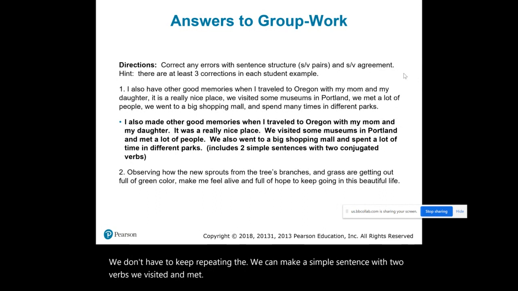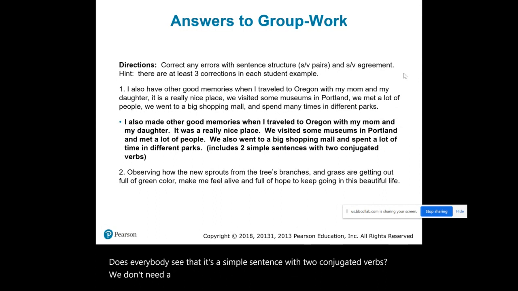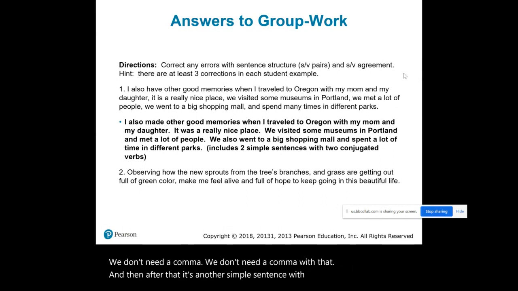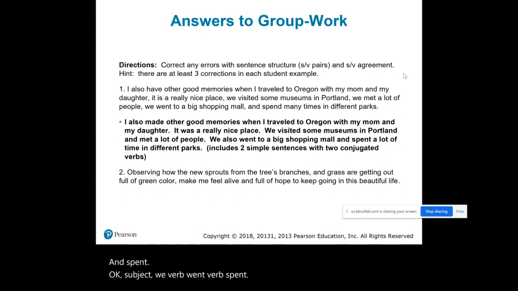Did everybody see that? It's a simple sentence with two conjugated verbs. Okay, we don't need a comma with that. And it's another simple sentence with two conjugated verbs. It says, we also went and spent. Okay, subject we, verb went, verb spent. We don't need a comma with FANBOYS.